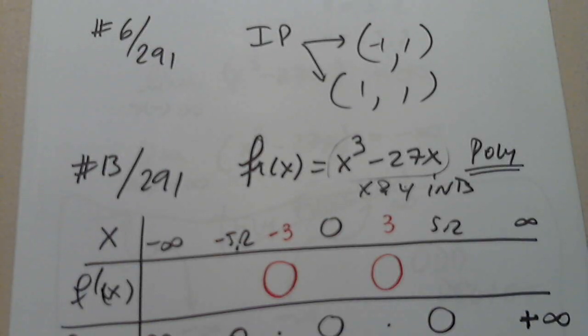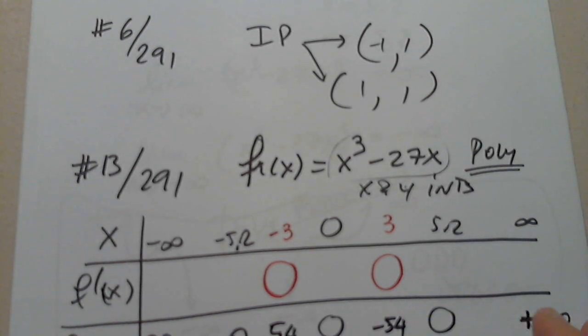And then I go in. All I care about is -3 and 3. So 54 and -54. So 54, -54. Perfect. That's all I needed.